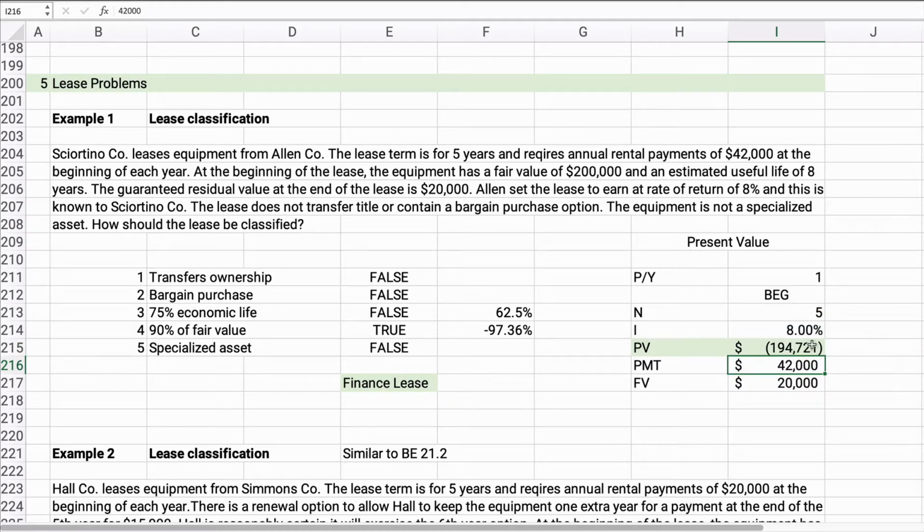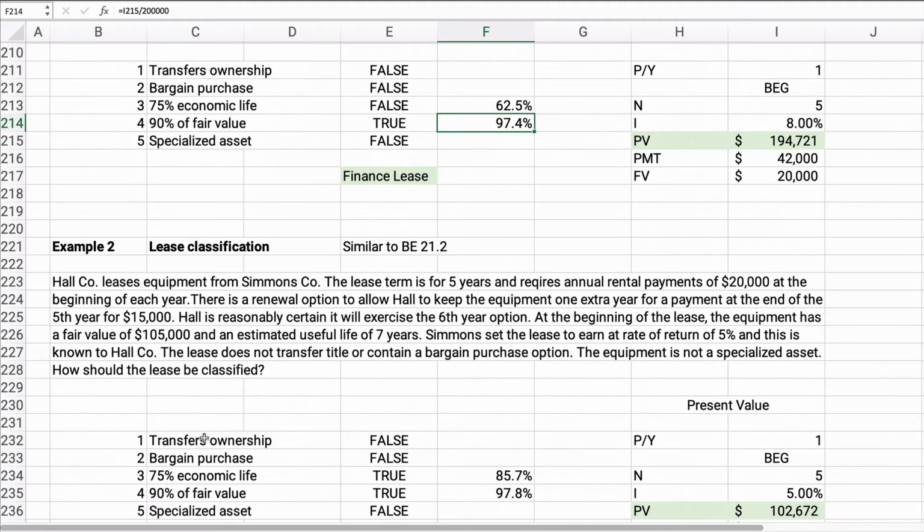So it's $194,721. We're going to make it negative because we want to show it as a positive number. So if we take the 194 divided by the 200,000, that's the fair value. Hey, you're paying 97.36. The present value is 97%. So that is over 90%. So this is a finance lease because it meets the 90% rule.